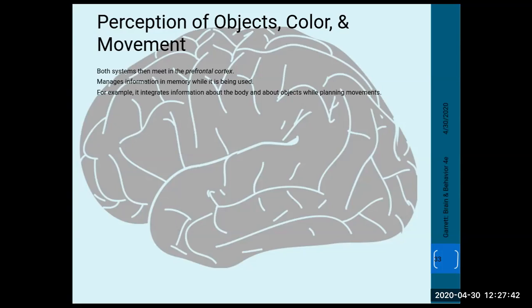So for example, it integrates information about the body and objects while planning movements. So Dr. C wants that pencil because he then wants to go and draw something. So what he has to do is plan out his movements. He sees me holding out the pencil. He reaches out and grabs for the pencil.